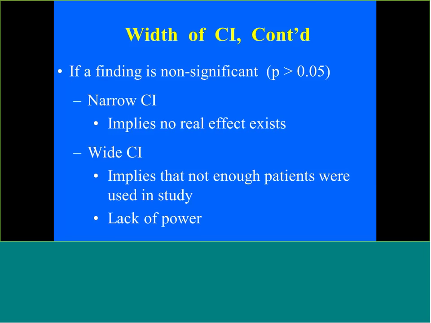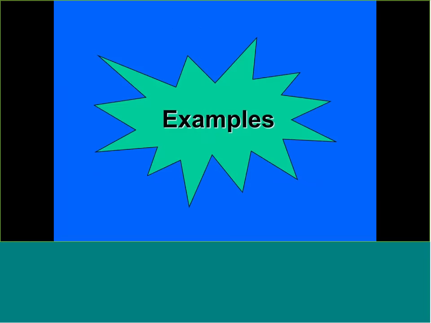If a finding is non-significant, that the p is greater than 0.05, and you have a narrow confidence interval, that implies that no real difference exists. Okay, so you're very confident in that. If you have a wide confidence interval, it really implies that you didn't have enough subjects and you have a lack of power in your study.